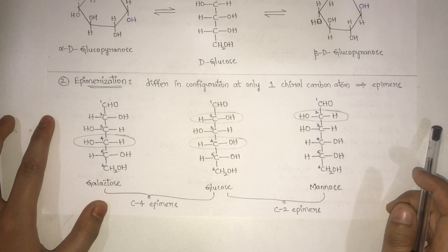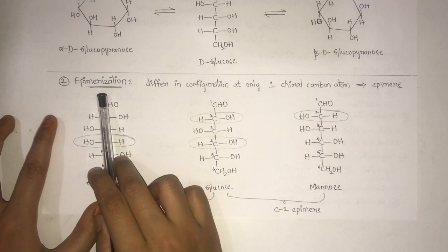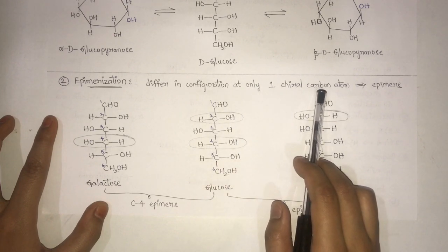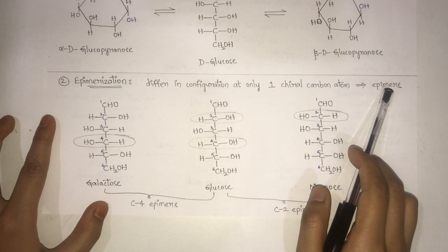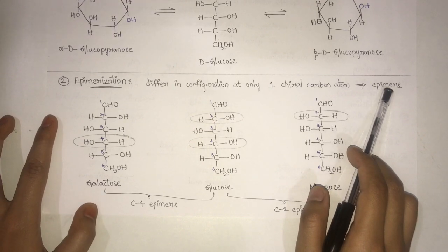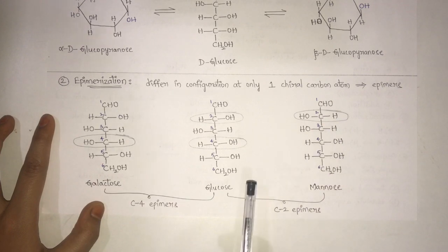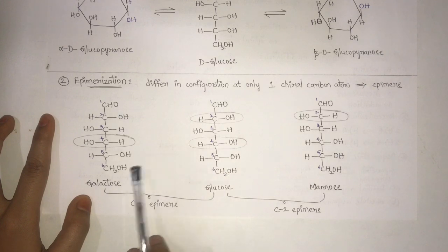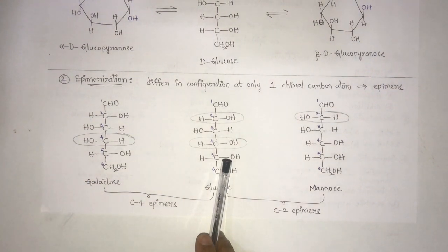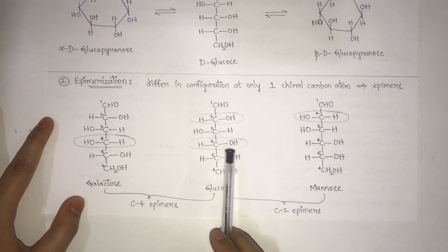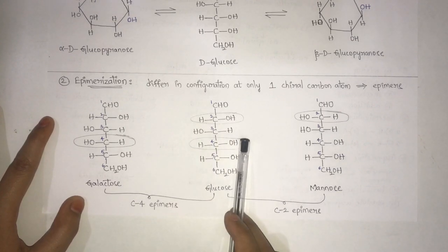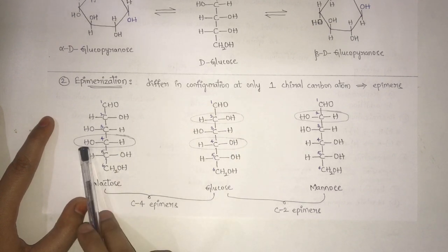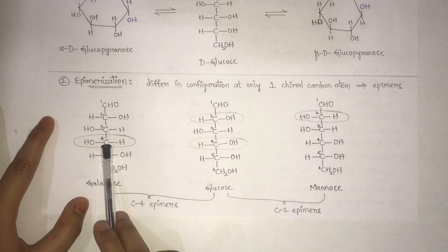Reactions of chiral compounds. Second one, epimerization. There is a difference in configuration at only one chiral carbon atom. The compounds are epimers and the process is called epimerization. Let us understand this epimerization by taking the example of glucose, galactose and mannose. If you compare the structures of glucose and galactose, there is a difference only in the C4 configuration. In glucose, the hydroxyl group is on the right side, whereas in galactose, the hydroxyl group is on the left side. The rest of the structure is the same.